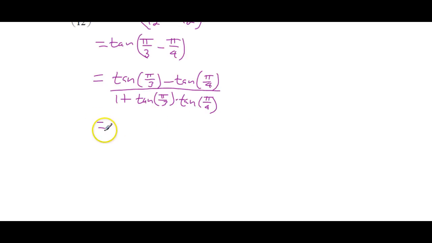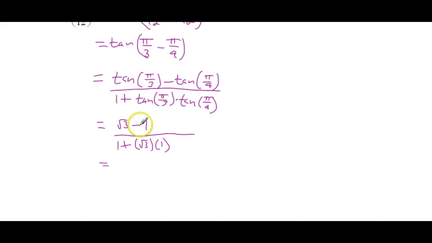All right, so the tan of pi over 3 is root 3, minus tan of pi over 4, which is 1, over, I think it's going to be a little bit worse down here, 1 plus. Oh, well, we just did these, so we've got 1 plus root 3 times 1.